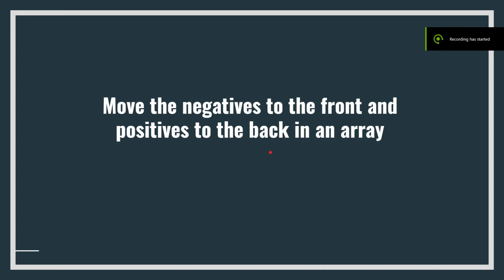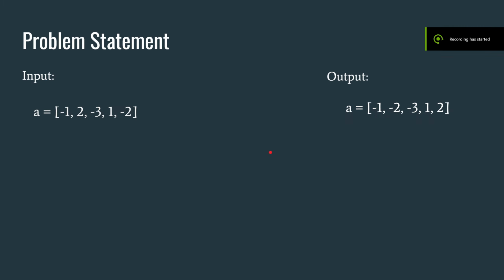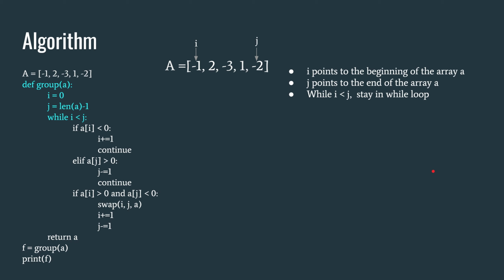In this video, I'll show you how to move the negatives to the front and positives to the back of an array. For the problem statement, the input is A, which is this, and the output is A with the positive at the back and negatives at the start. It doesn't necessarily have to be sorted, just with this input is sorted. The function group takes the input of A and the output of A just with the negative at the start and positive at the back.